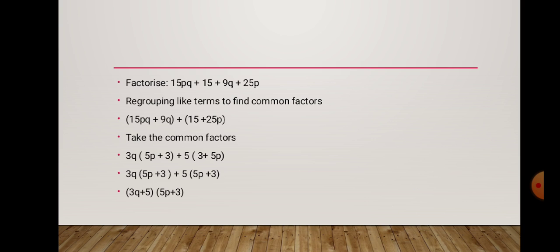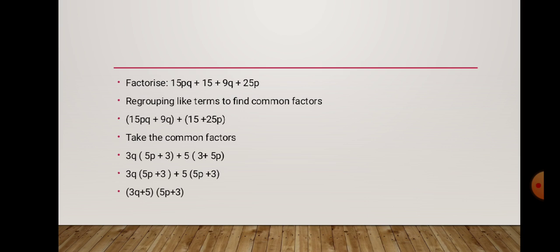Now, another example of it: 15pq plus 15 plus 9q plus 25p. Again, we will regroup like terms to find the common factors. So we will do it. 15pq plus 9q we can take in one bracket, and 15 plus 25p we will take in another bracket. Take the common factors of it.